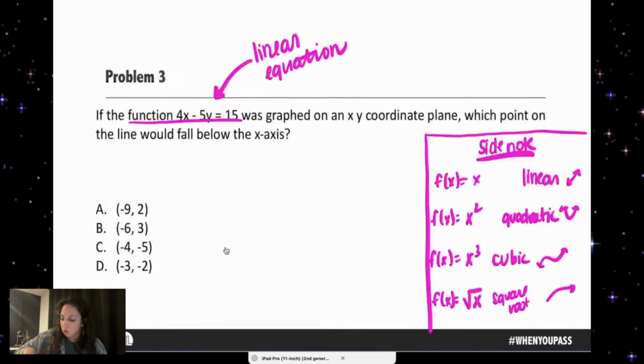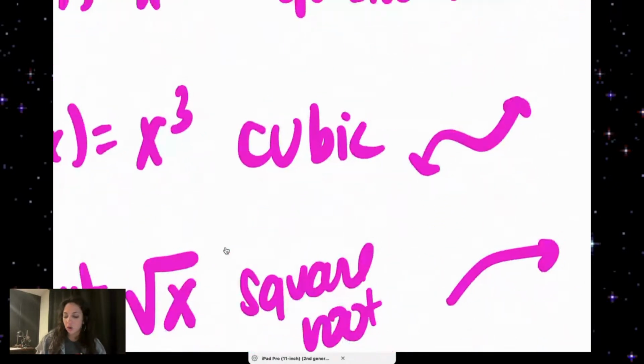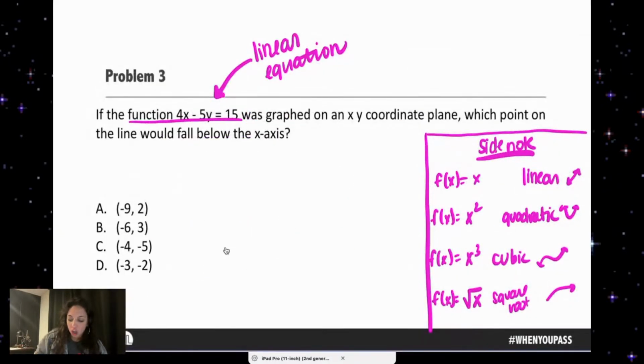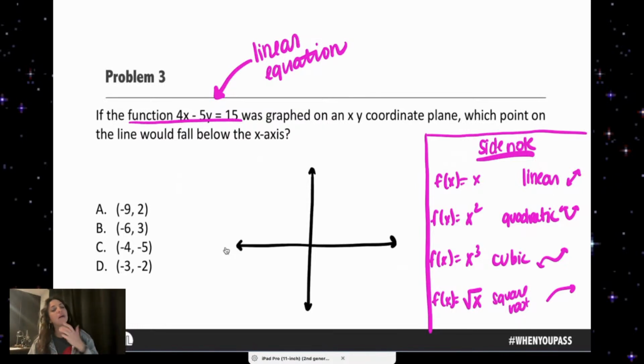Now, is this the only way a linear function is going to look? No. Is this the only way a quadratic is going to look? No. Is this the only way a cubic function is going to look? No. These are the parent functions. However, knowing what those look like is really going to help you when you see something like this. You know this is linear because your x has a power of 1 and so does your y. So nothing crazy is going to happen. So if I was to graph that on the xy coordinate plane, what am I going to do? How am I going to start that graph?